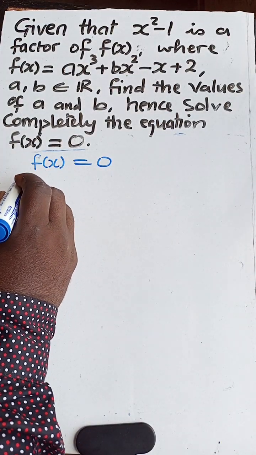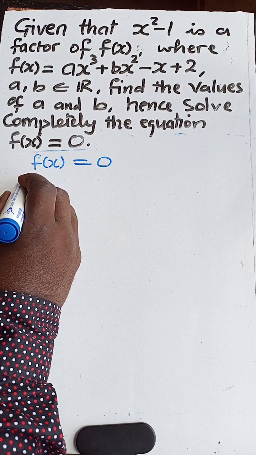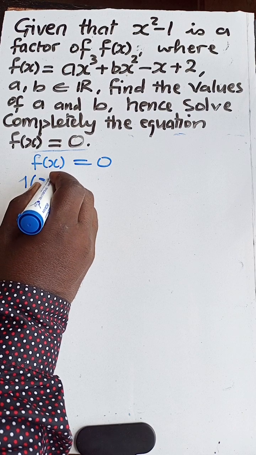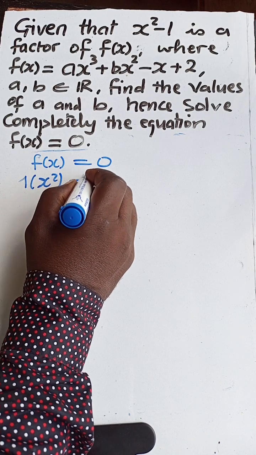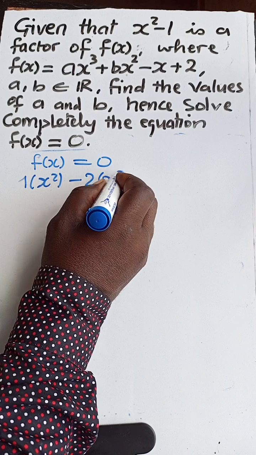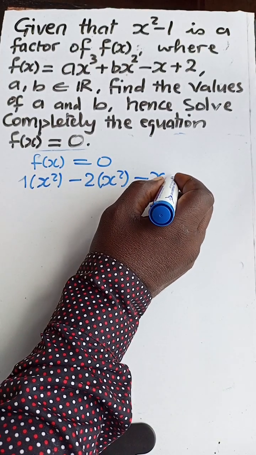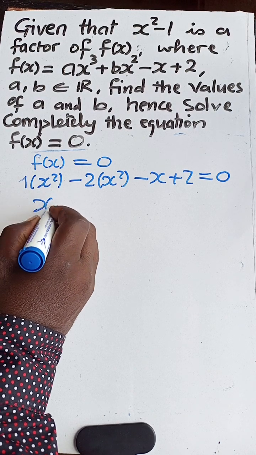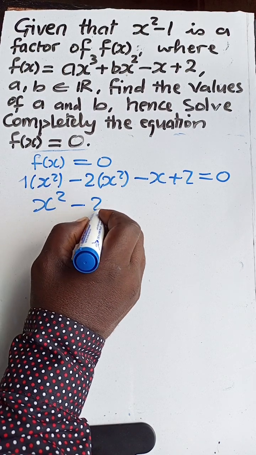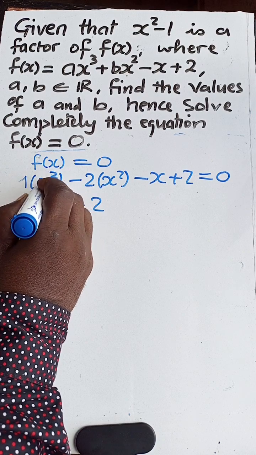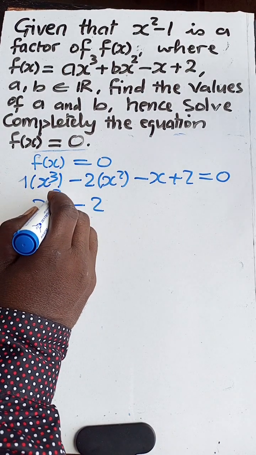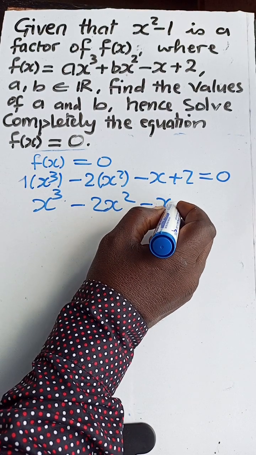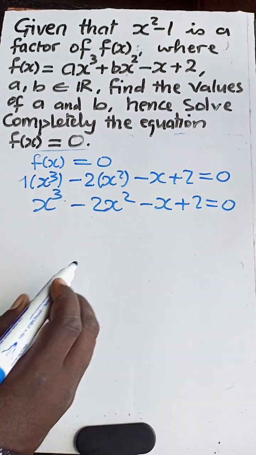So we have a was what? a was 1. So that means 1 into x cubed. b is negative 2, so negative 2x squared minus x plus 2 equals 0. 1 multiplied to anything is just itself. So we have x cubed minus 2x squared minus x plus 2 equals 0.